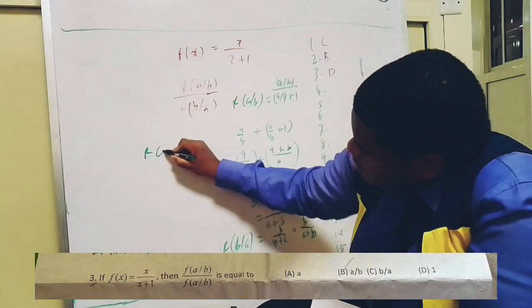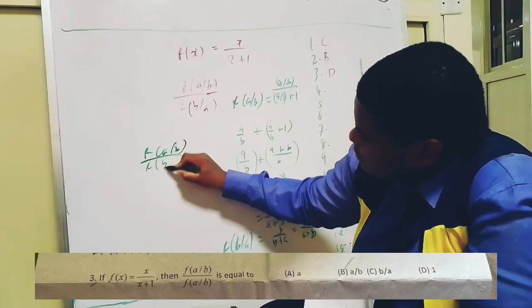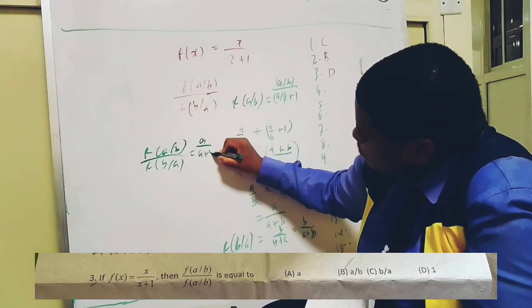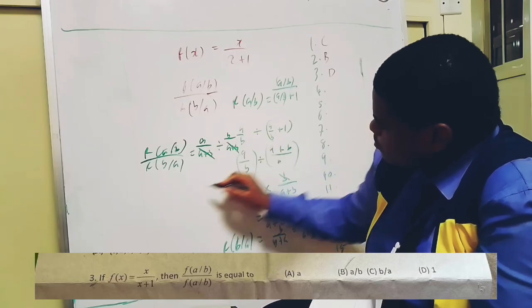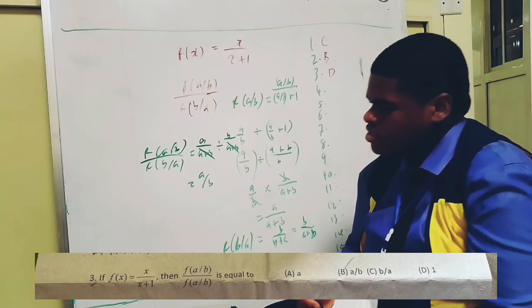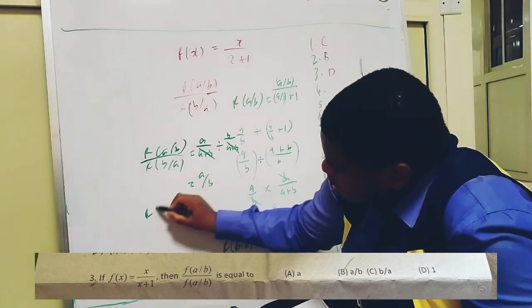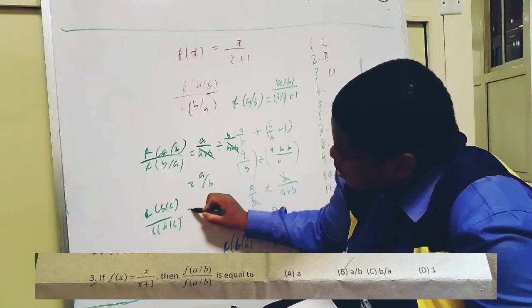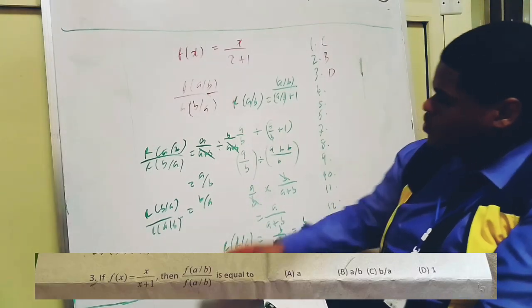So f of a over b divided by f of b over a is going to equal a divided by a plus b divided by b divided by a plus b. The a plus b cancels and you are left with a divided by b. So if they give you the question as f of a over b divided by f of b over a, the answer will be a divided by b. That also means that if they give you f of b over a divided by f of a over b, your answer is equal to b over a. Okay, so I believe I've done just this.